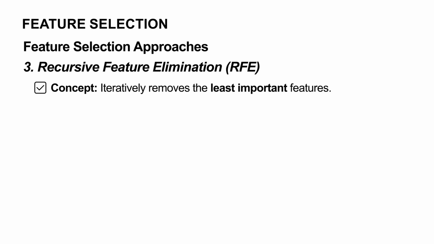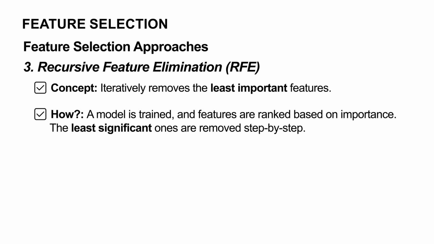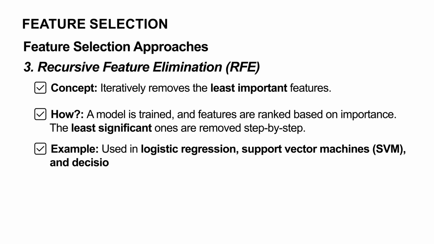3. Recursive feature elimination, RFE. Concept. Iteratively removes the least important features. How? A model is trained and features are ranked based on importance. The least significant ones are removed step by step. Example. Used in logistic regression, support vector machines, SVM, and decision trees.